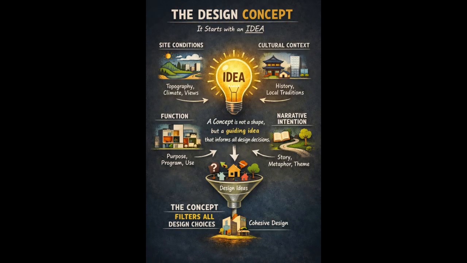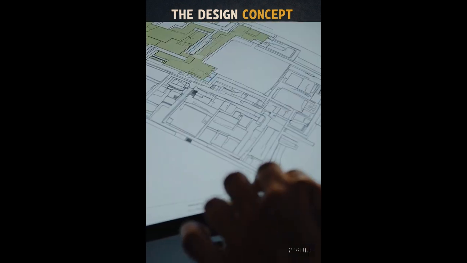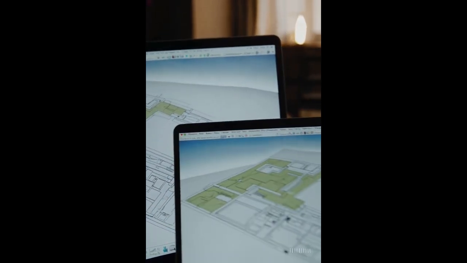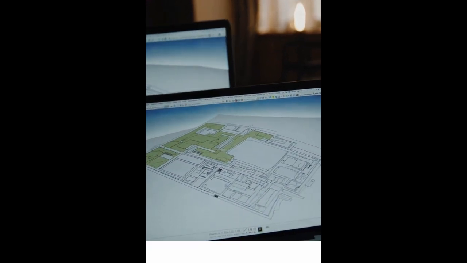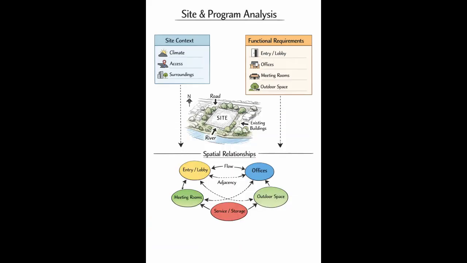The design process begins with the concept, which is not a shape but an idea that guides decision-making. A strong concept may respond to site conditions, cultural context, function, or a narrative intention. It acts as a filter through which all design choices are evaluated. After concept formation, the architect studies the site and program together. Site constraints such as climate, access, and surrounding context must align with functional requirements.